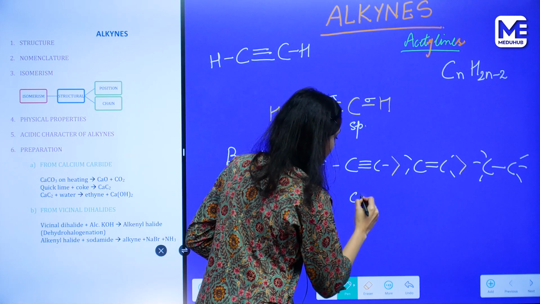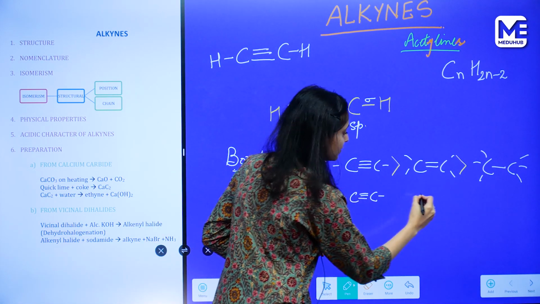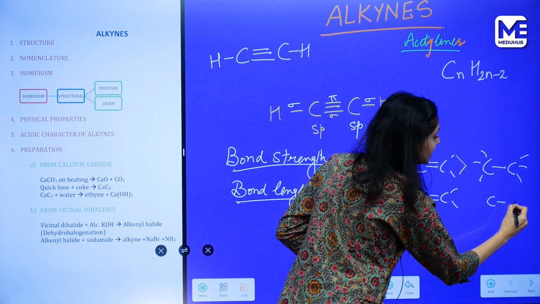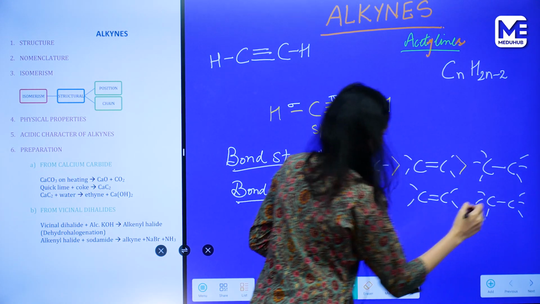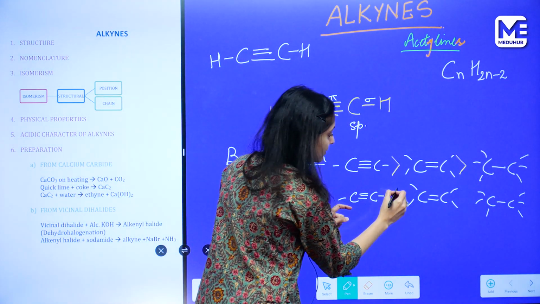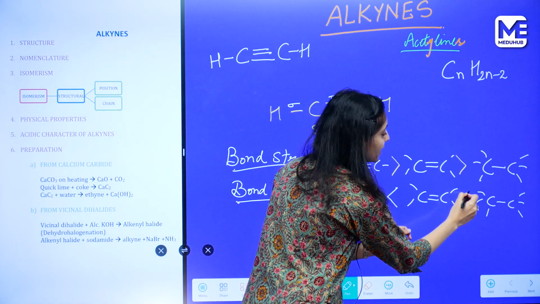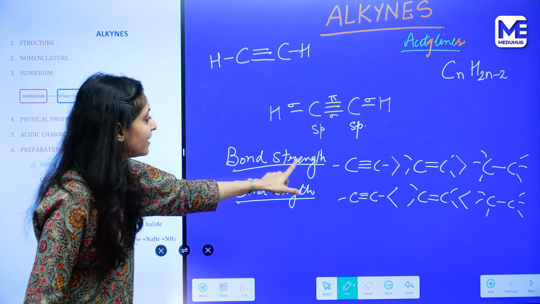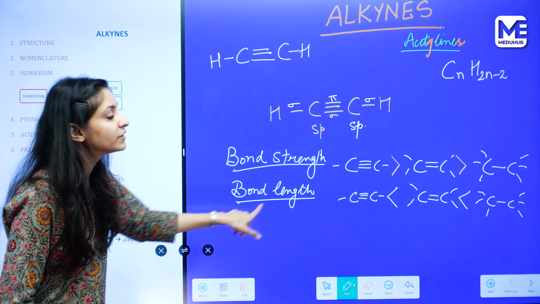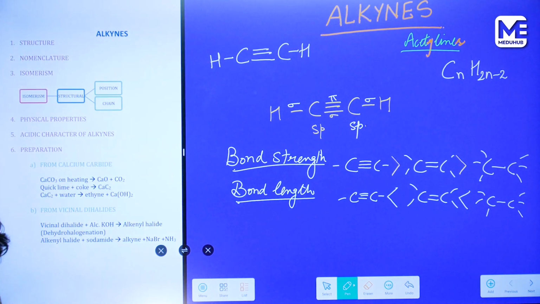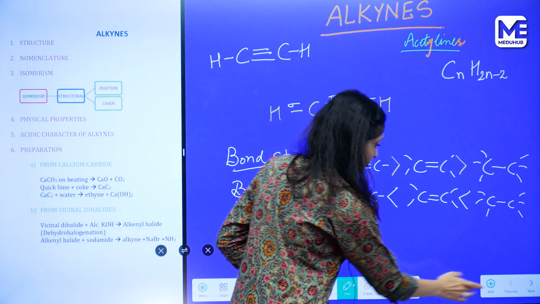again comparing these three, alkynes, alkenes and alkanes. Here the bond length would be the shortest in alkynes, and they will be the longest in alkanes. So this is the order for bond strength, and the reverse order is followed for the bond length. So we have talked about alkynes and their structure. Let us look at their nomenclature.